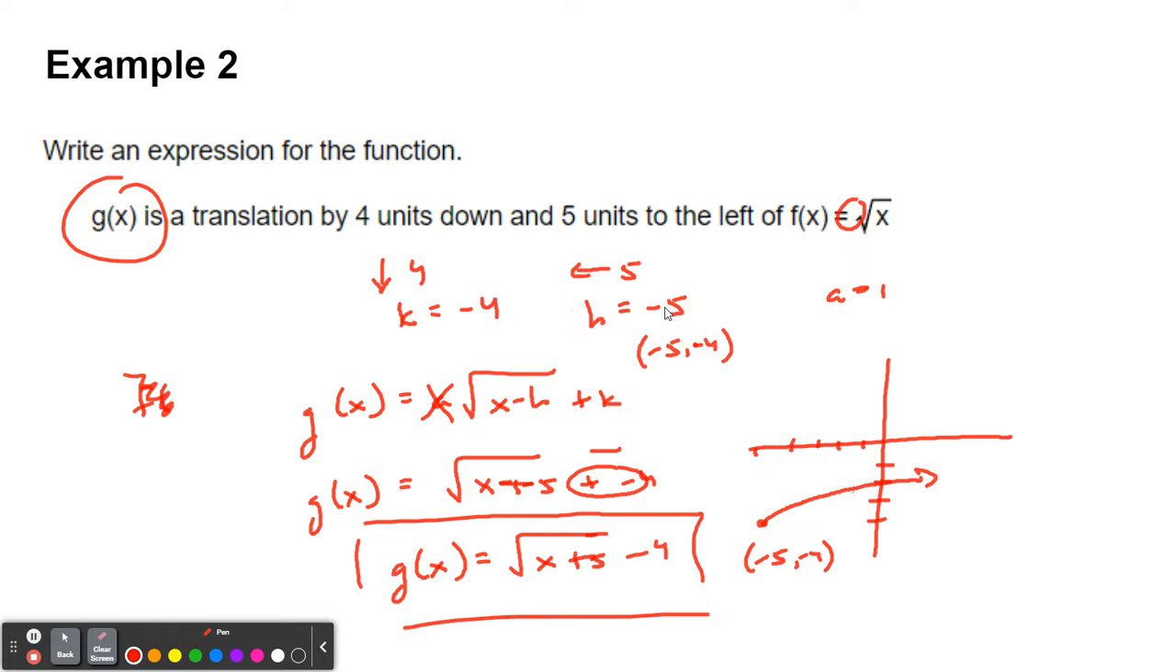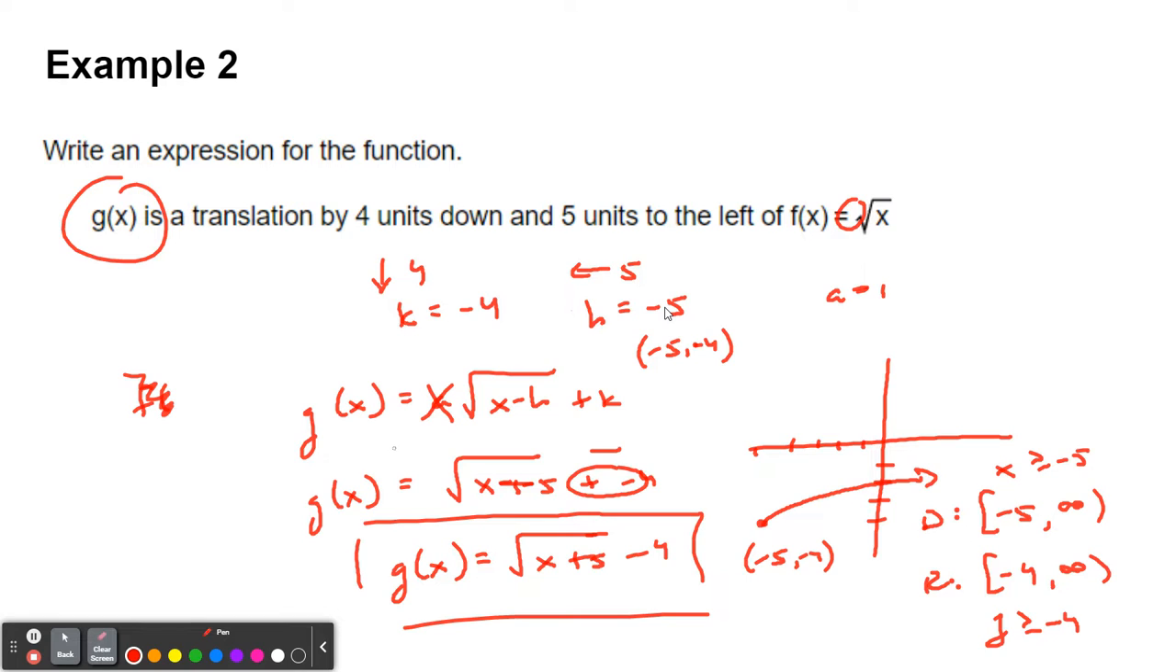Because now I can talk about domain and range, right? So your x's start at -5 and go to the right. So your domain is everything from -5 included to infinity. Right? That is x greater than or equal to -5. Your range in interval notation is -4 and everything bigger. So including -4 to infinity. And again, that is y greater than or equal to -4. Okay, so there you go.